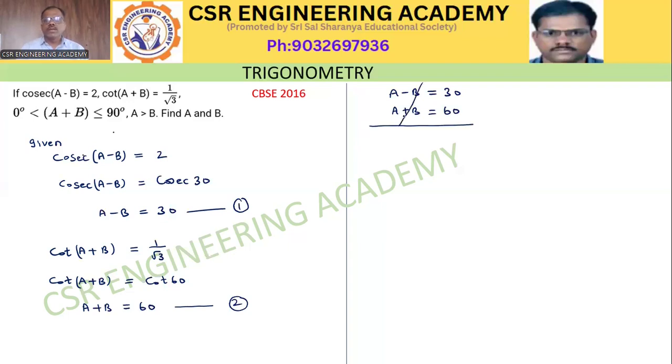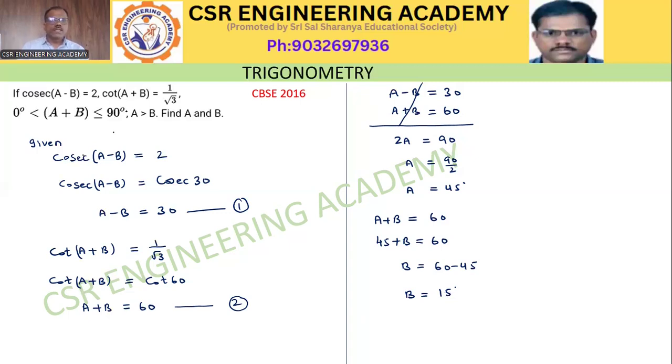Add. B cancels. A + A, 2A = 90°. A = 90/2. A = 45°. A + B = 60°. 45 + B = 60. B = 60 - 45. B = 15°. Here A + B = 45 + 15, that is 60°, less than 90°. A > B.